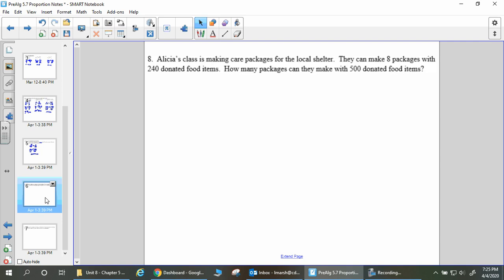Alicia's class is making care packages for the local shelter. They can make 8 packages with 240 donated items. How many packages can they make with 500 donated items? Well, again, we're going to go for that setup. I'm getting 8 packages if there are 240. That's got to equal how many packages if there are 500?